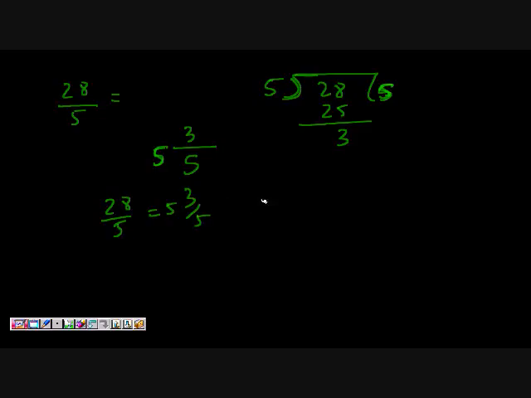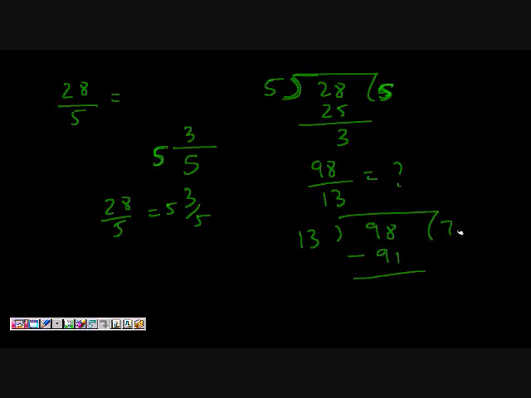Okay. Now let's take one more example. Suppose you're given 98/13. How is this equal to what in terms of mixed fraction? Let's divide 98 by 13. 13 goes into 98 7 times. So that's 91. 13 multiplied by 7 is 91 and then the remainder is 7.